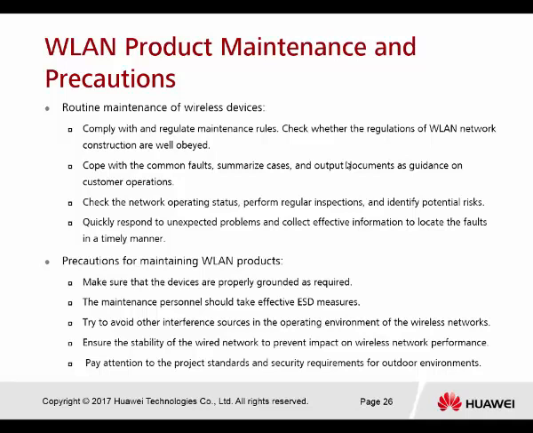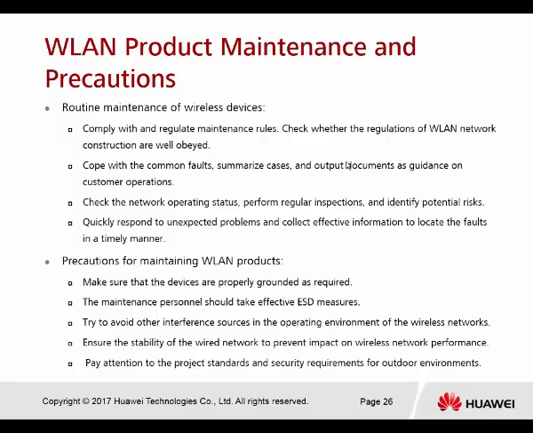So below here are some precautions for maintaining WLAN products. Make sure that the devices are properly grounded as well. And also the AP, right? You need to make sure the AP is placed far away from metal objects. The maintenance personnel should take effective ESD measures. Avoid other interference sources in the operating environment of the wireless network. Ensure the stability of the wired network to prevent impact on wireless network performance.